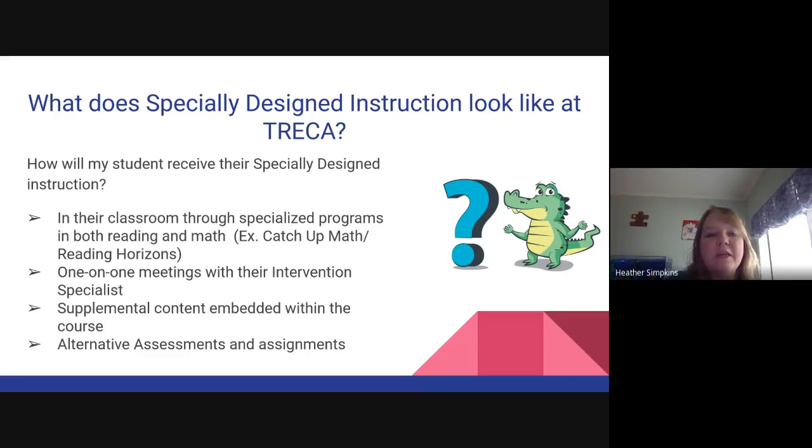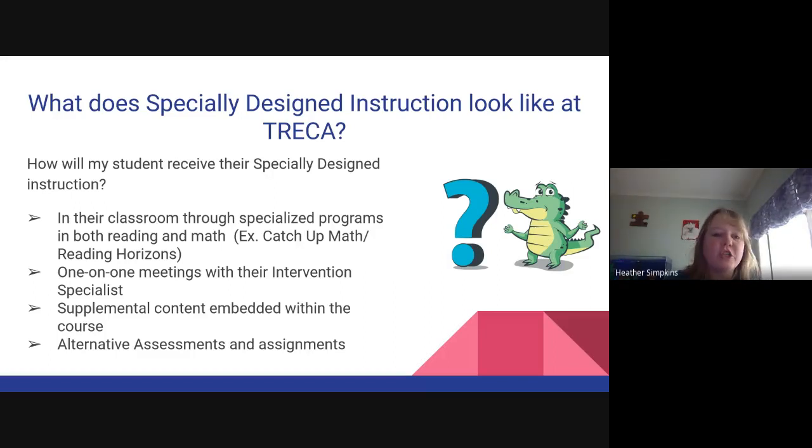At any time, if your student is struggling, we ask that you reach out to the teacher. They will schedule a meeting with your student. So we can also do the one-on-one meetings. A lot of times we also do small groups with students, and that's especially true in elementary school. When students get to high school, I know they like more of that one-on-one versus meeting in a group with other students. We also have supplemental content embedded within the course.